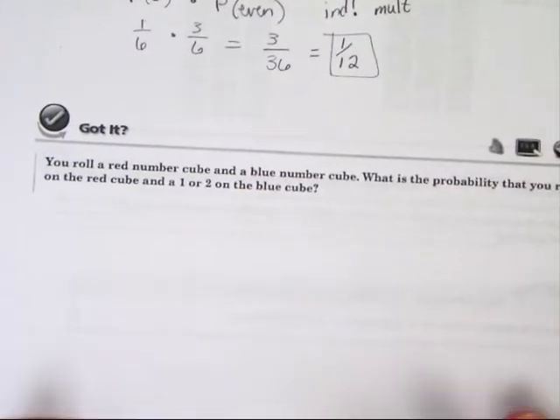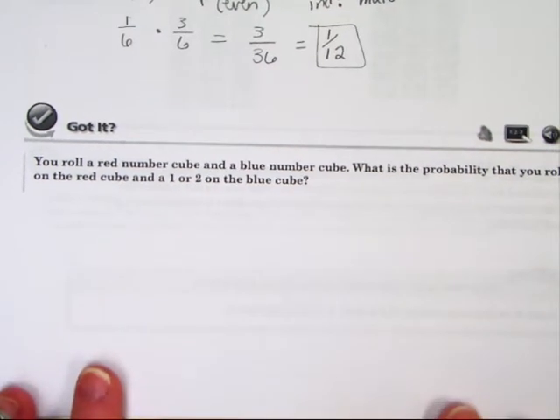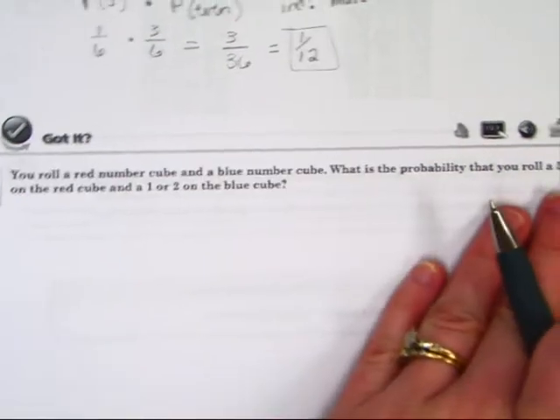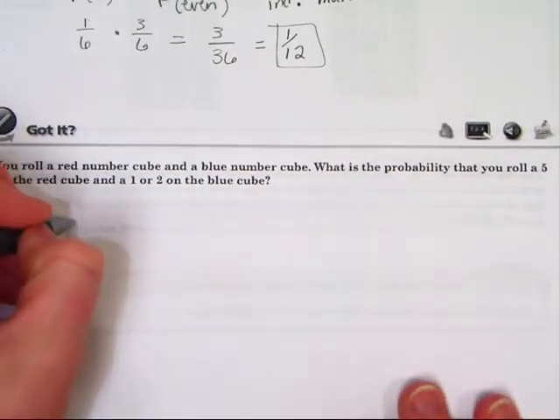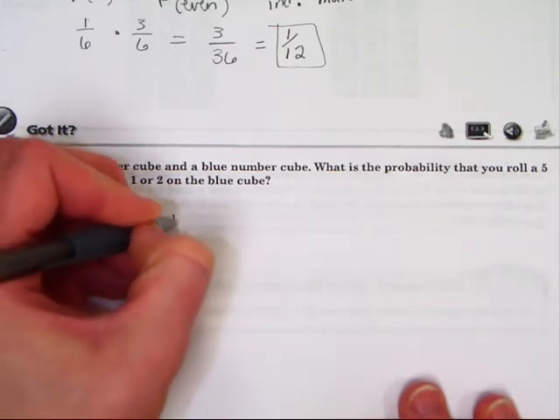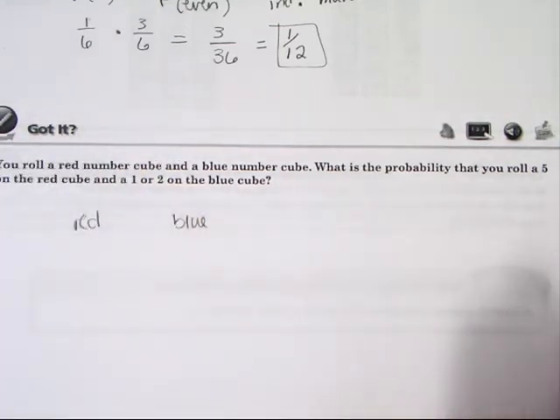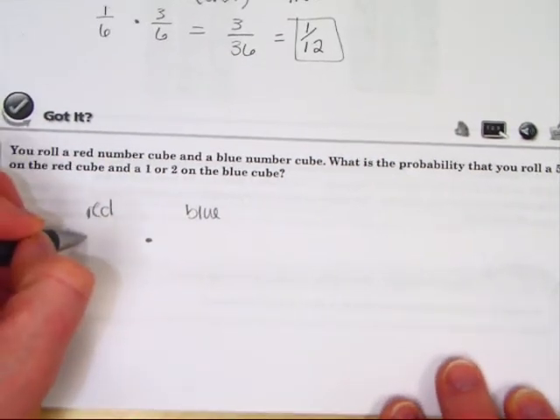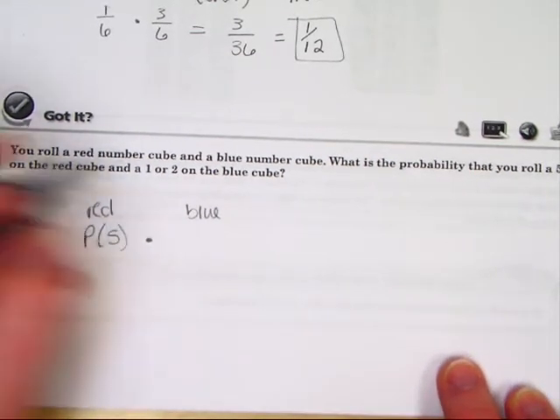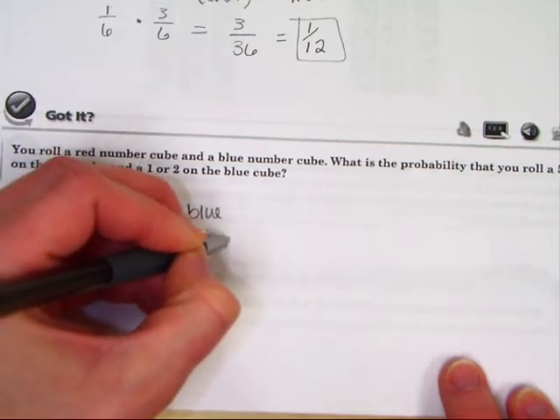Got it. You roll a red one, you roll a blue one. They don't affect each other, so it's independent. What is the probability that you roll a 5 on the red and a 1 or 2 on the blue? Okay, so let's talk about the red one, and then let's talk about the blue one. They're totally separate from each other, so we multiply our options together. So the first one, I want a 5. The second one, I want a 1 or a 2.